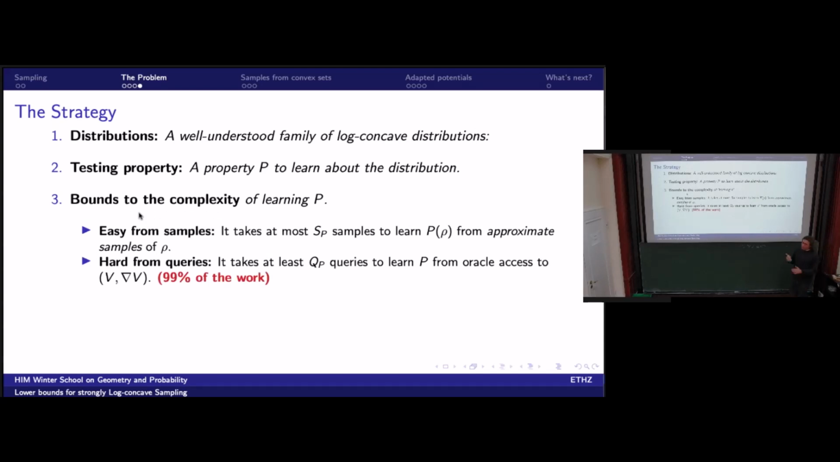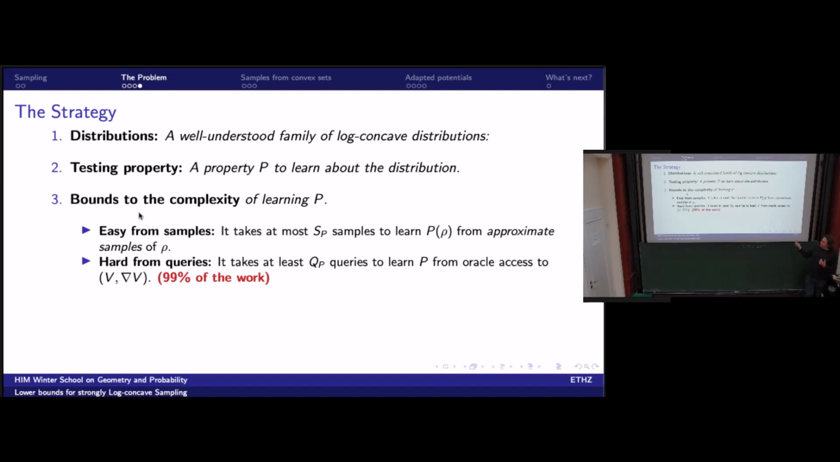I want that it's very cheap to learn this property from samples. That basically, if I give you 20 samples from this distribution, you can guess the property very efficiently. This is true, for example, for the variance. If you have a log-concave distribution, estimating the variance is very easy. But I also want it to be very hard to estimate just by queries. And that's going to be the hardest part. So we have to find a property and show that it's really hard. We will have to use some information bounds and show that it's really hard to obtain information about this property by querying the algorithm.